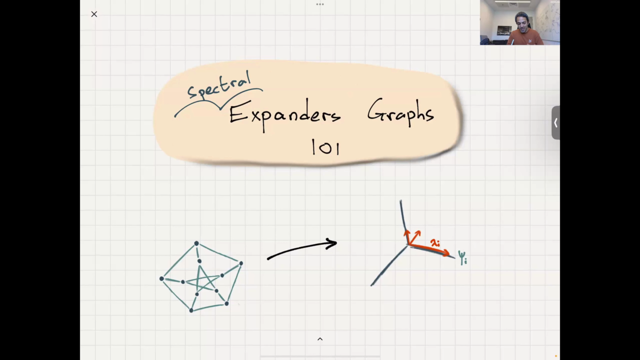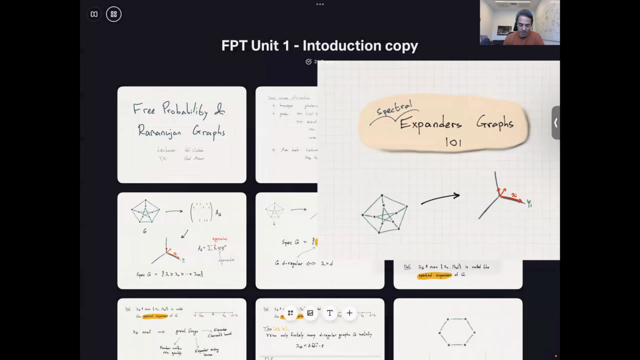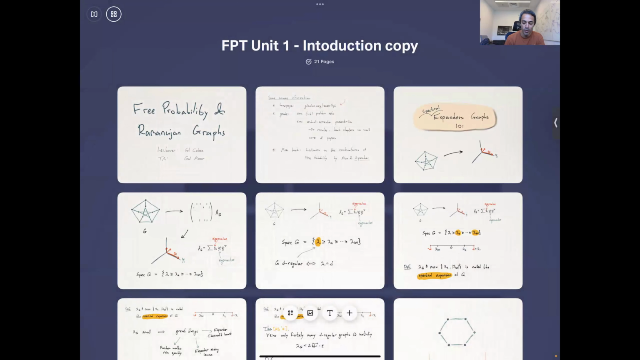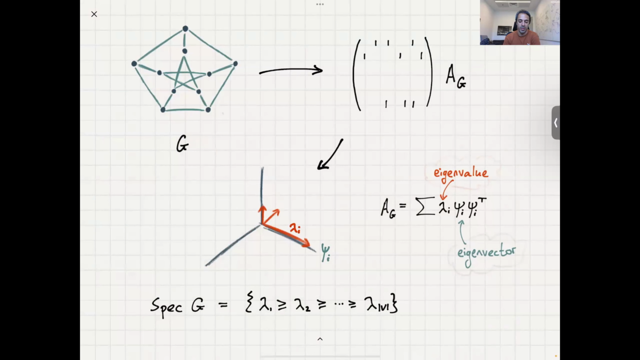In this part, I'm just going to give you a very brief introduction to spectral graph theory and expanders. There is a whole course on spectral graph theory which I gave, and it's also available on YouTube, but I think it's in Hebrew. So this is going to be just in a nutshell. And again, I'm mostly saying that because I want to give the context of free probability within theoretical computer science.